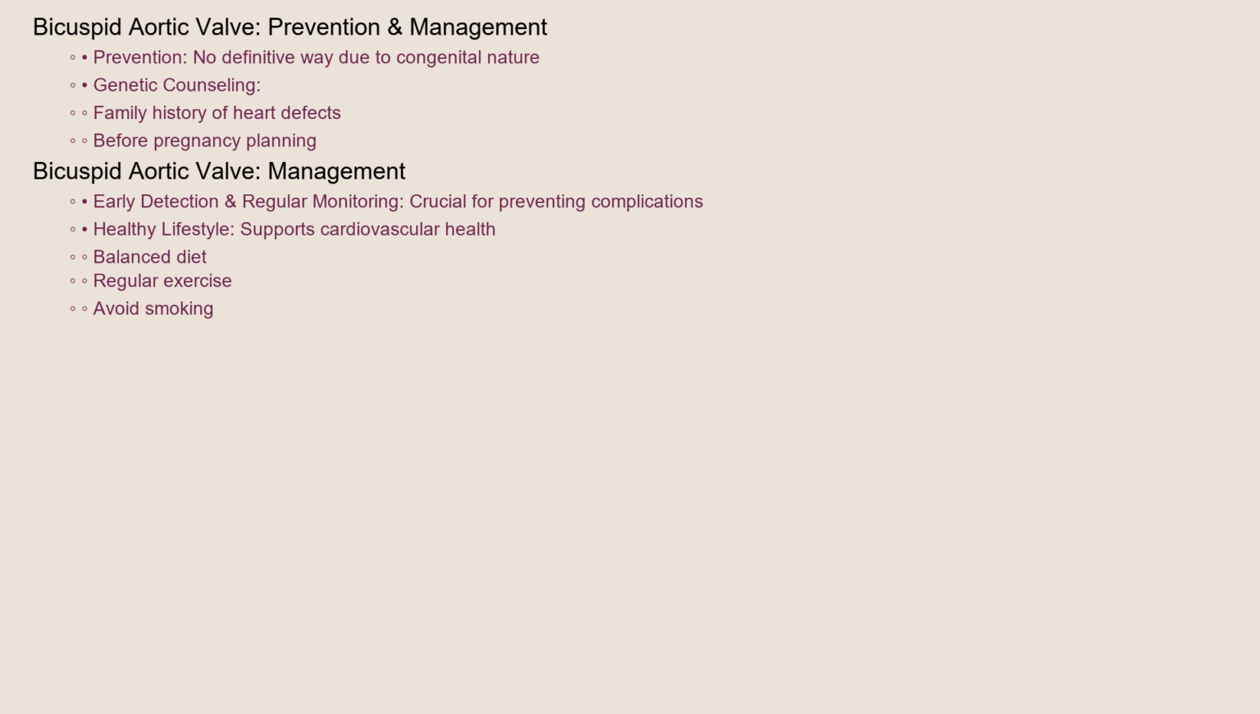Unfortunately, there's no definitive way to prevent a bicuspid aortic valve since it's a congenital condition. However, if you have a family history of heart defects, genetic counseling may be beneficial before planning a pregnancy. Early detection and regular monitoring are crucial for managing the condition and preventing complications. Maintaining a healthy lifestyle, including a balanced diet, regular exercise, and avoiding smoking, can also help support overall cardiovascular health.